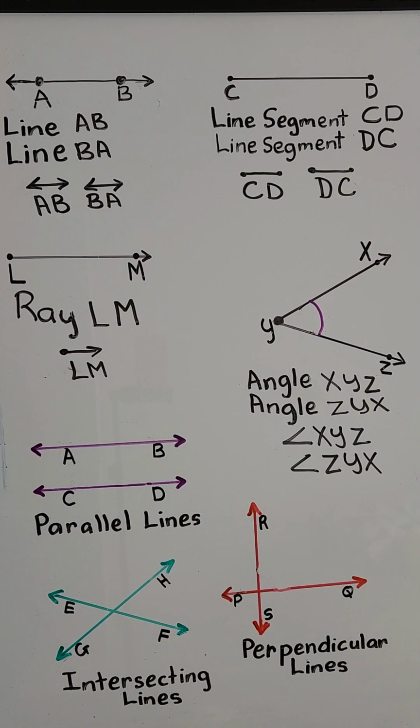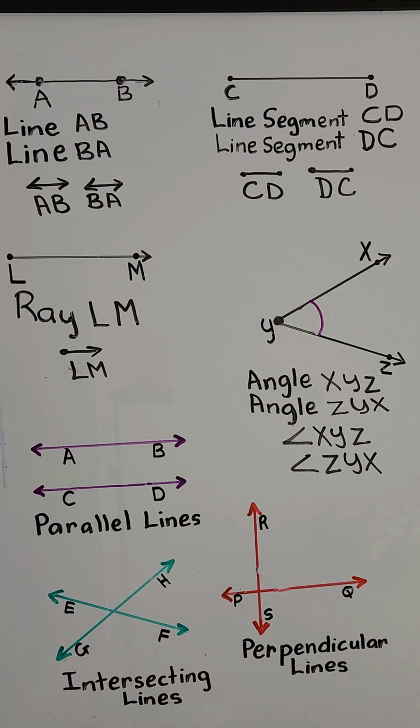Next, we have parallel lines. We have line AB and line CD, and these two lines continue forever, endlessly, and they do not intersect or cross over. So lines which run in the same direction, they never meet, they never intersect, are called parallel lines.